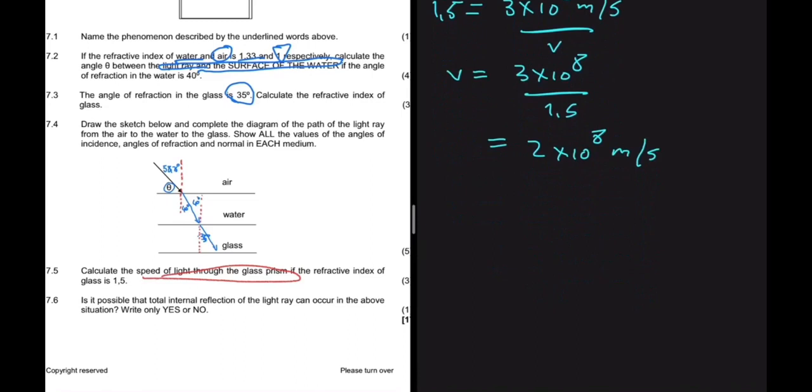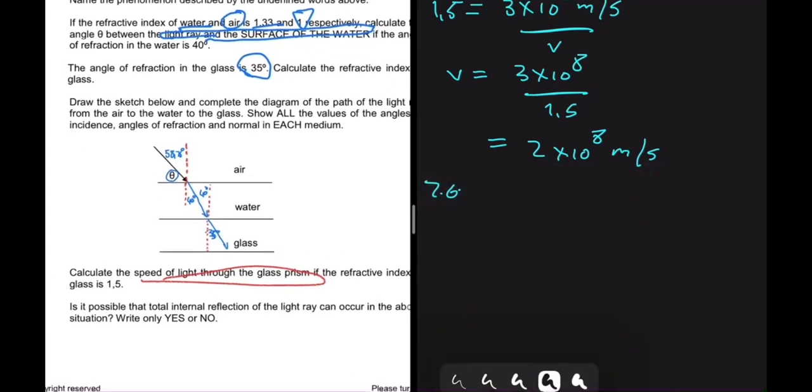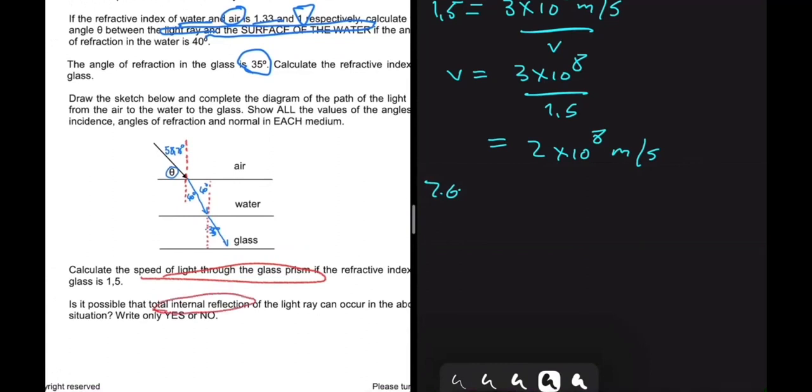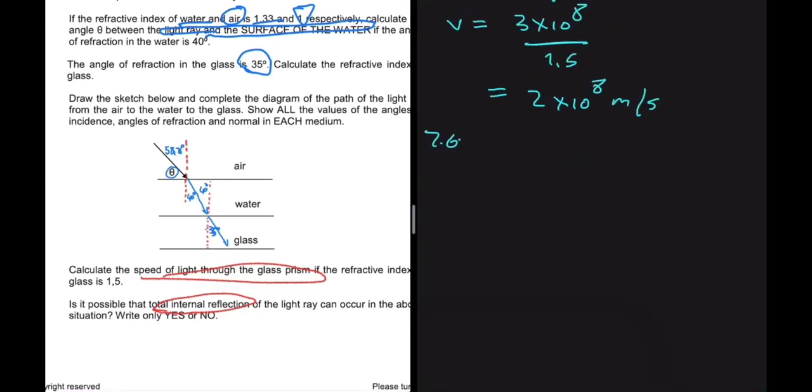7.6 says, is it possible that total internal reflection of the light ray can occur in the above situation? Only yes or no. So first things first, what is total internal reflection? Total internal reflection is when a light ray gets inside a medium, and then it doesn't leave the medium. Let me show you a demonstration.